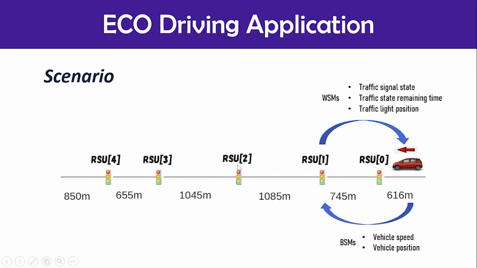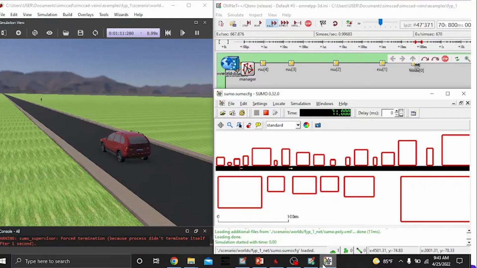1361 meters, 2446 meters, 3491 meters, 4146 meters from the starting point of the vehicle. This is the demo for the cooperative eco-driving application.